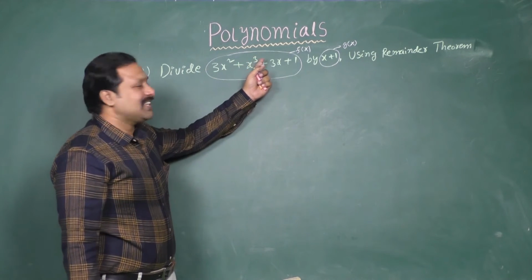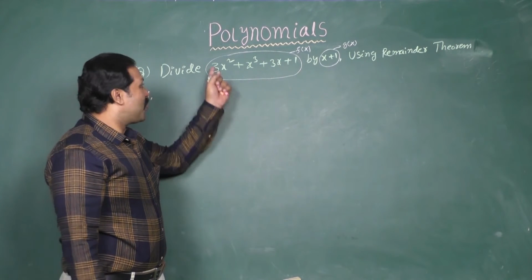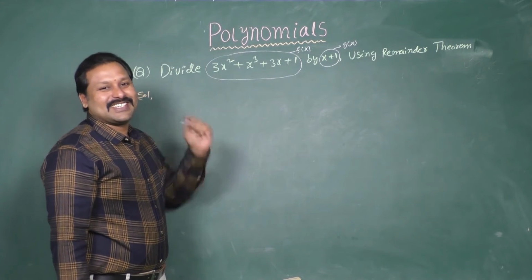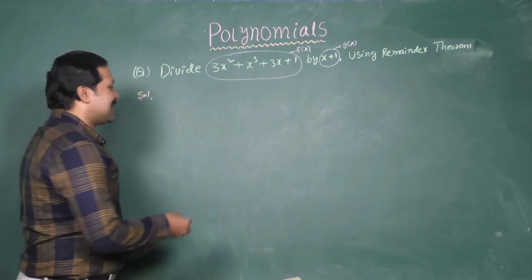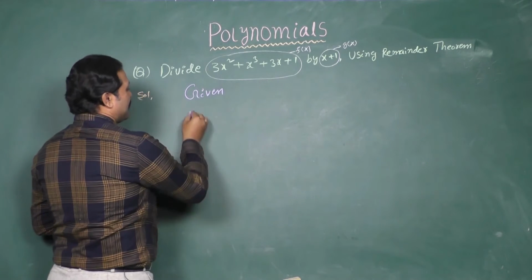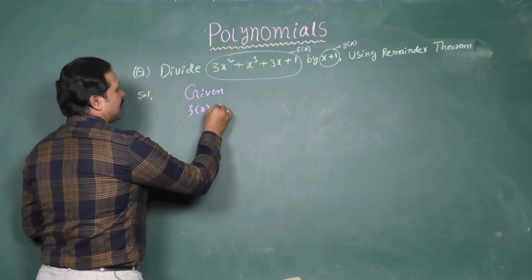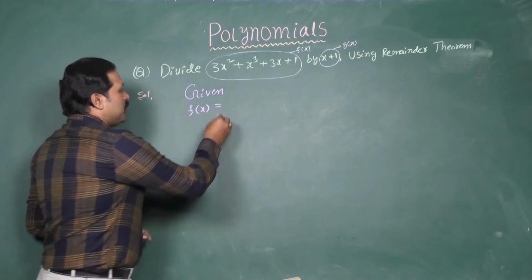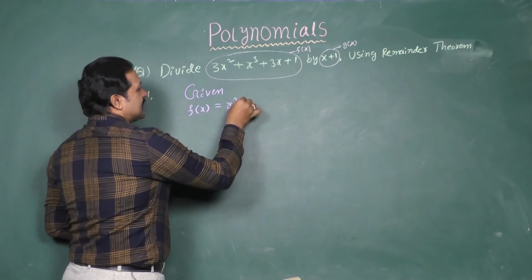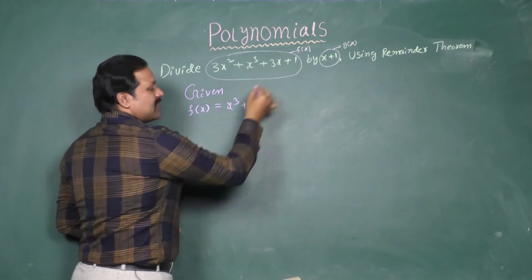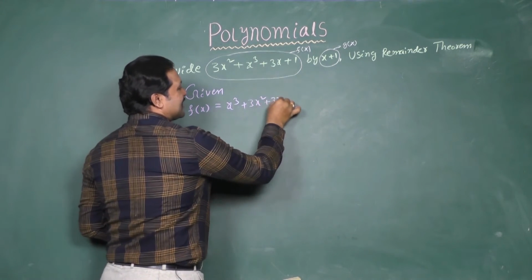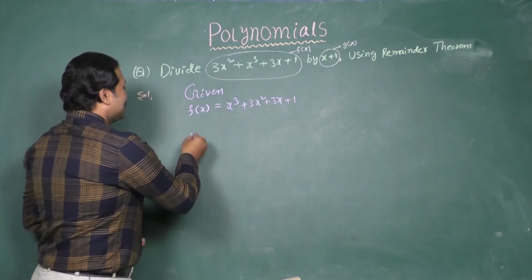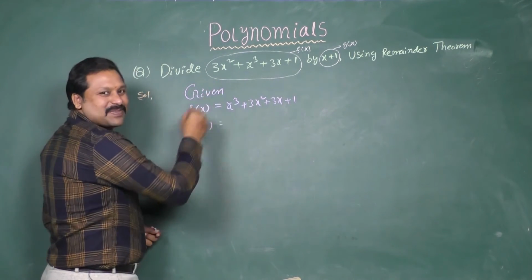In f of x, observe the powers of x here: 2, 3, 1. There is no order, so first you arrange in order. So write down the given ones. f of x equal to x cube plus 3x square plus 3x plus 1. g of x equal to x plus 1.